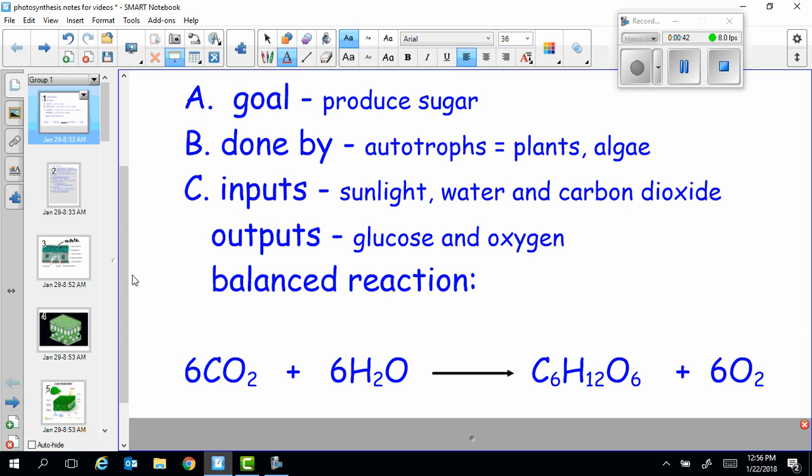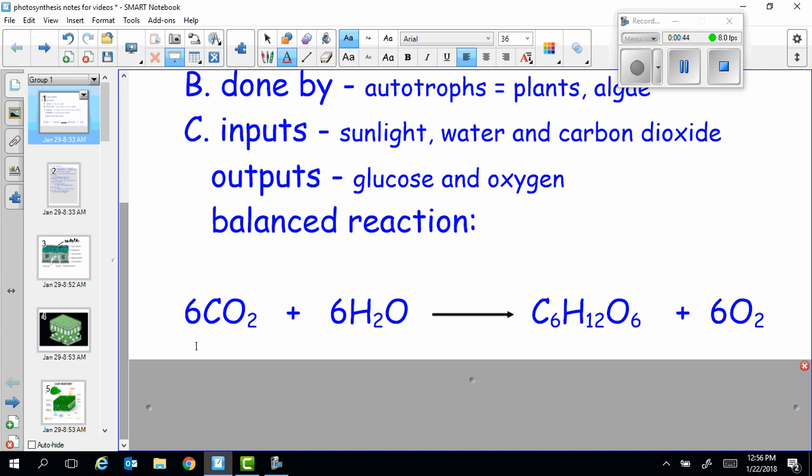And I'm sure you're familiar with this formula, but I want to make sure you have it there in your notes. You're going to need carbon dioxide and water to produce glucose and oxygen. And again, I'm talking about the organism that we're studying, the plants or the algae.